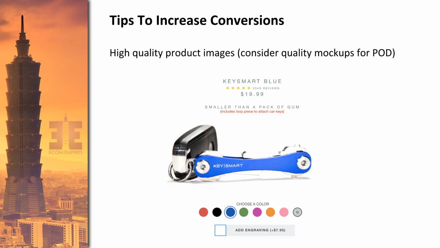Here's an example of one that's not print on demand. Really, really quality, high resolution, up close product image, okay? And that's the kind of product image that you want. Something very clear, nice, high resolution.